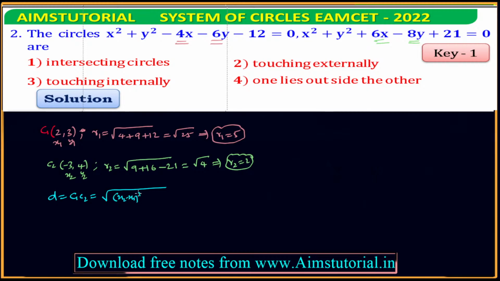x2 minus x1 whole square, y2 minus y1 whole square. So 2 plus 3, 5 square, 3 minus 4 is 1 square. That is root 26. Now C1C2 is root 26. R1 minus R2, 5 minus 2.